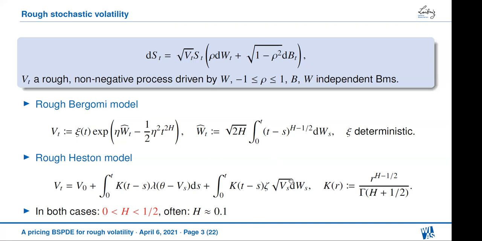All right, and the adjective rough here, in these examples, basically means that the Hurst index H is very small, close to zero. So think of something like 0.1. In theory, this is not really relevant for all of this discussion, but in practice, it has very important consequences.